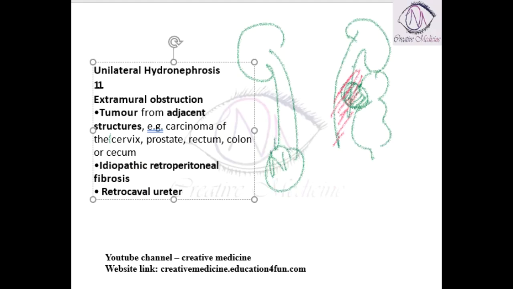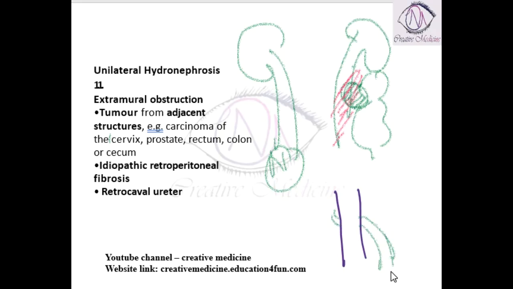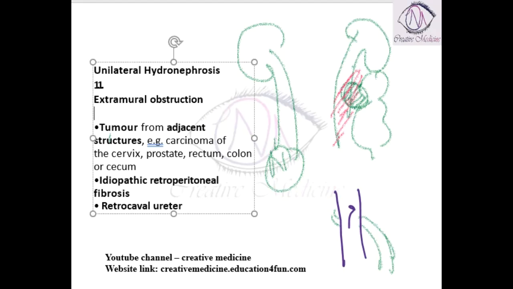Third, if there is retrocaval ureter. What is retrocaval ureter? This is the inferior vena cava, and if the ureter is present behind the inferior vena cava, then the inferior vena cava will compress the ureter, thus resulting in obstruction. So this is also responsible for extramural obstruction.